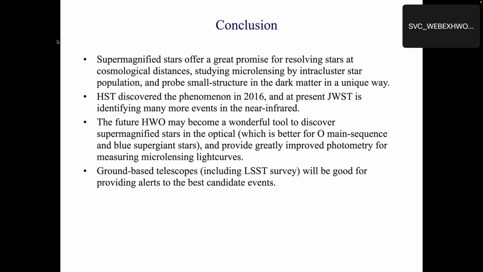Okay. Of course, the ground-based telescopes can provide alerts, and then you can use HWO to follow the light curve and do great photometry. And I think it would be a very, very good probe to this kind of parsec scale, or thousands or hundreds of AU scale, of the dark matter irregularities, which nobody else can detect with any other observation.